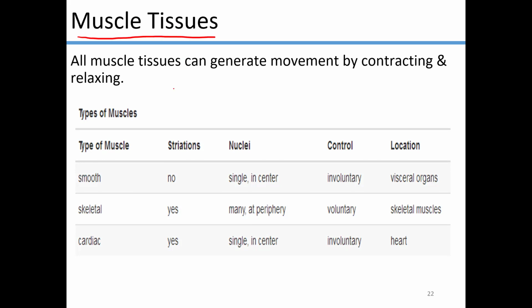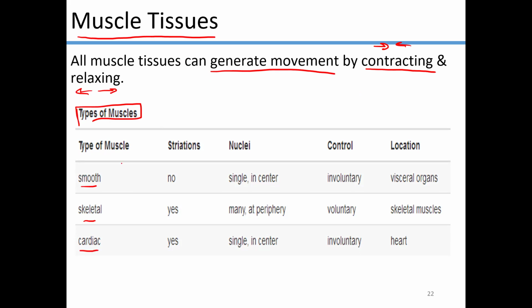Muscle tissues are going to be really, really important and very cool because they're going to allow for movement. They're going to do that by contracting, so we're going to be pulling things together or relaxing, letting things go back. We do have three different types of muscles: smooth, skeletal, and cardiac.